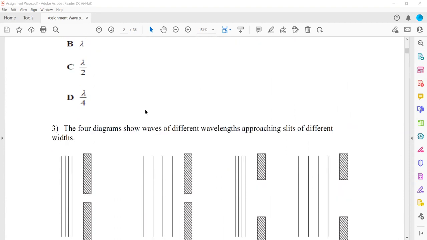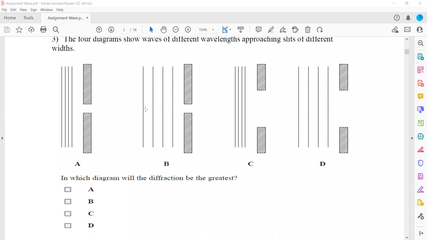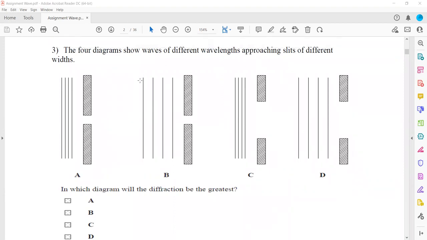Then in question 3, the diagram shows wavefronts approaching the slit. In which diagram is the diffraction greatest? We know diffraction is greatest when the wavelength is approximately equal to the gap size, then it is maximum diffraction. So when we check the options, the wavelength is the distance between two wavefronts. So this is a wavelength lambda, and this one is d. So it appears that the wavelength is less than d.